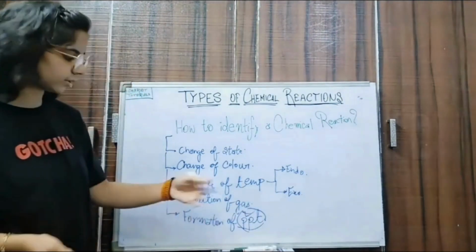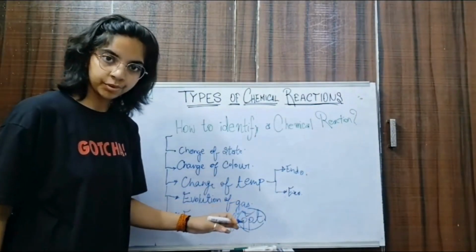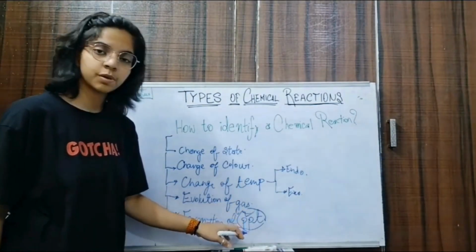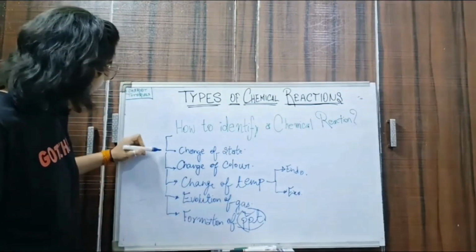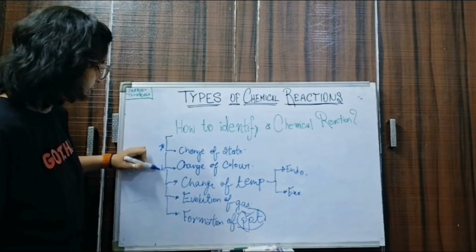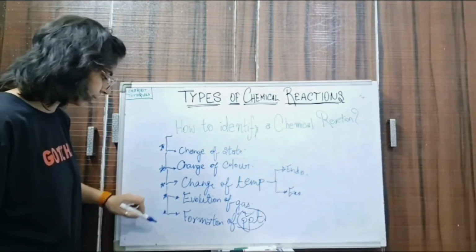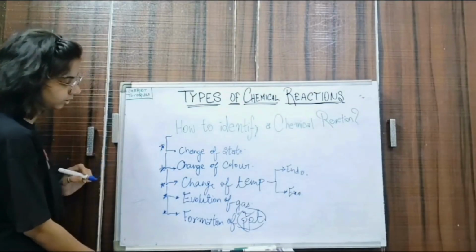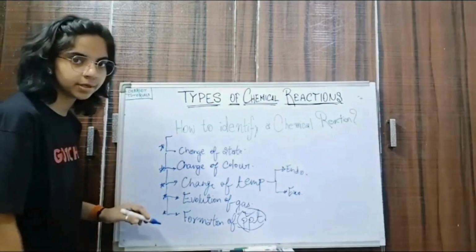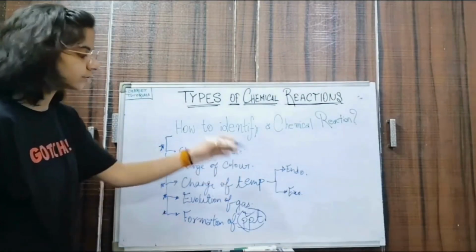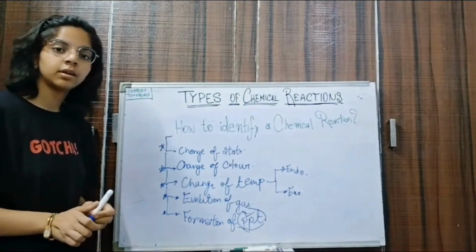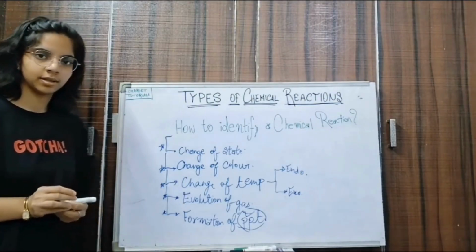There we will see further a lot of examples of chemical reaction in which the precipitate is formed, right? So these are the pointers, or you can say parameters, that define whether a chemical reaction has taken place or not. If any of these are present, either one of these or all of these are present, definitely a chemical reaction has taken place, right?